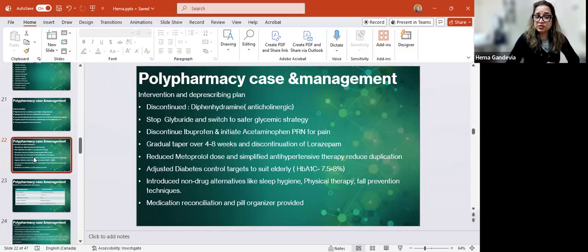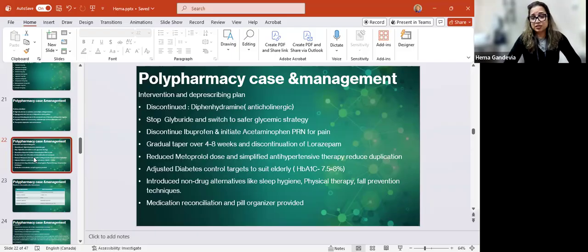And then you have adjusted diabetes control to suit the elderly. You don't want to have a tight A1C control, especially in the elderly, because that could be a reason why people can have falls and hypoglycemia and then a fall. And also encourage the patient to have physical therapy, that is a PT/OT recommendation.